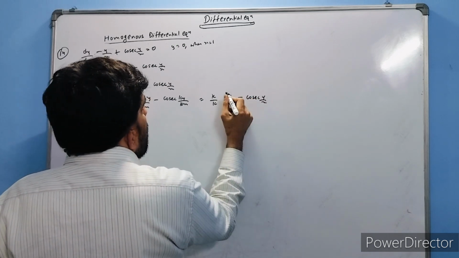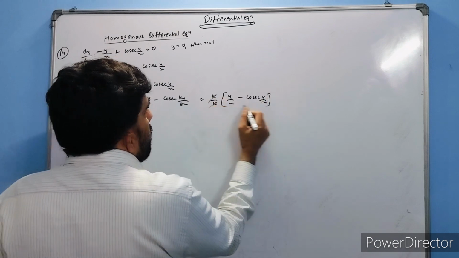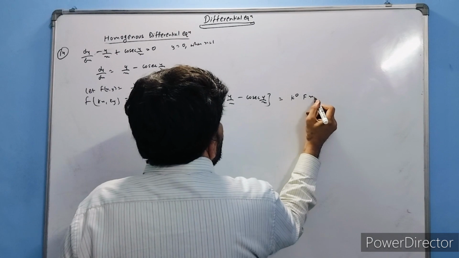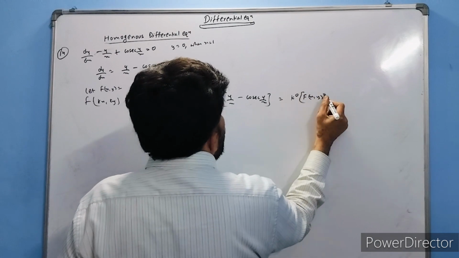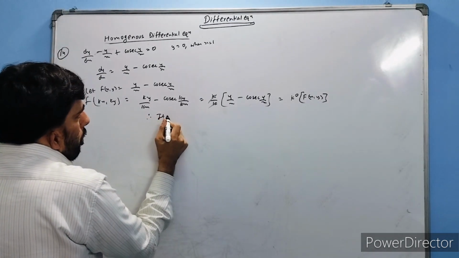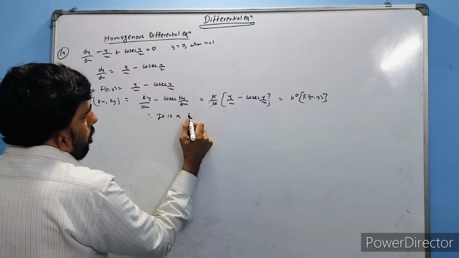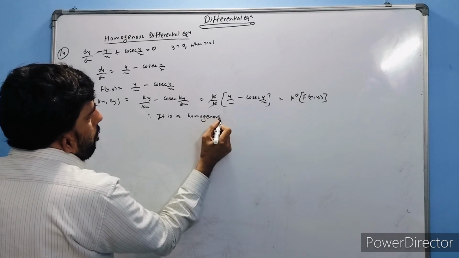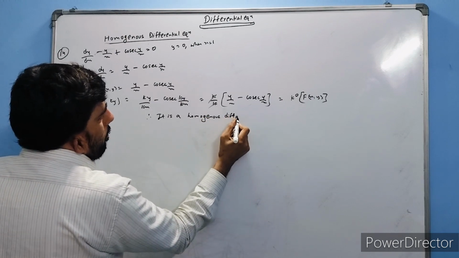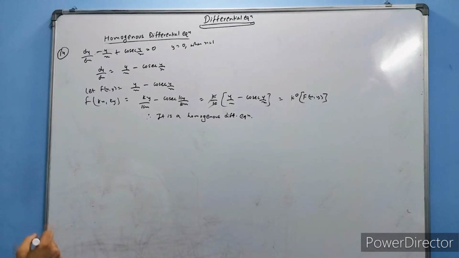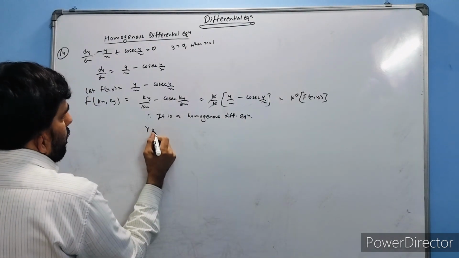Okay, so we can say easily that if k is 0, we have f of x and y. Therefore, it is a homogeneous differential equation. So now what we have, we can easily say y is equal to vx.